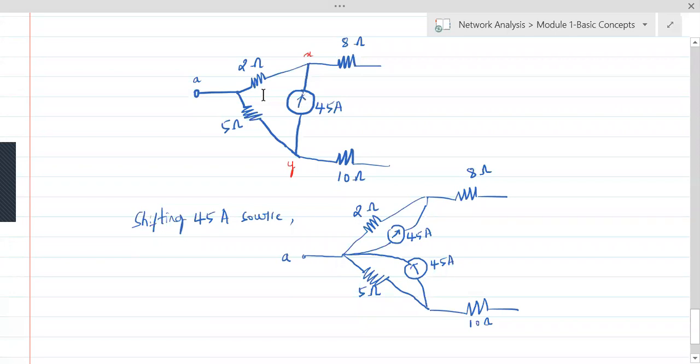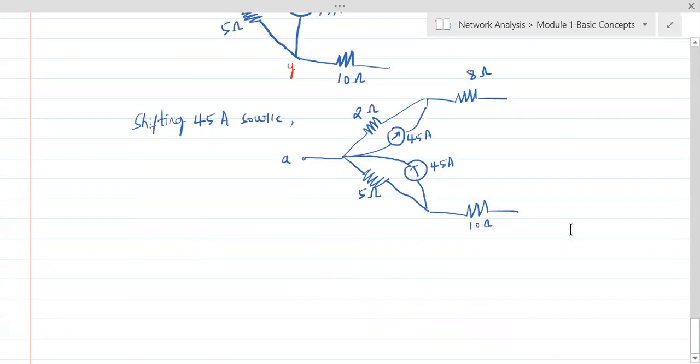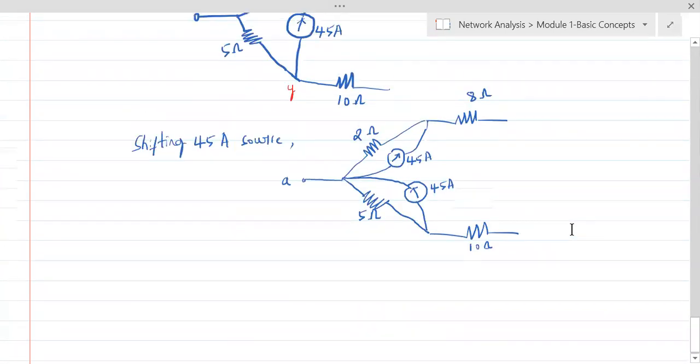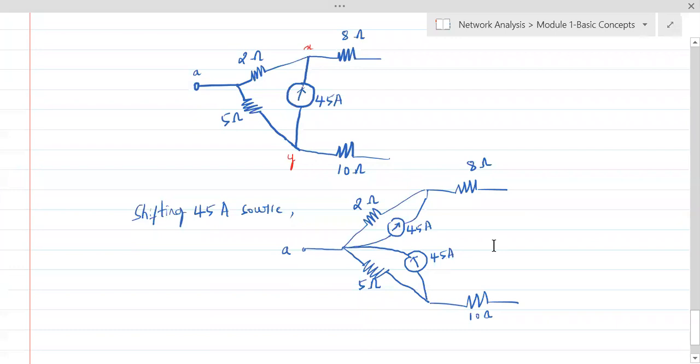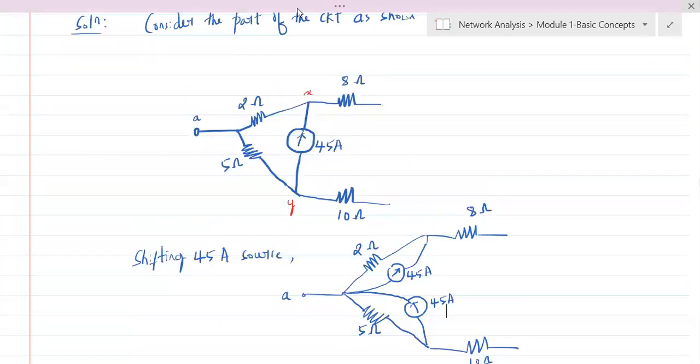So we shifted. After shifting, what's happening? There is a resistor in parallel with the current source. Again, there is a resistor in parallel with the current source. Now we can go for transforming this 45 amps. Understand that? So why did we shift? Because the transformation was not possible. That's why we shifted. Is everybody okay with that?